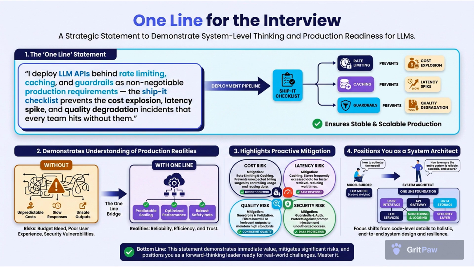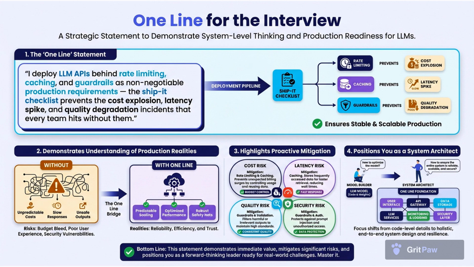When you're in a technical interview, especially for a role involving AI or machine learning engineering, you need a concise, impactful statement that demonstrates your grasp of production realities. Here's your one-liner, which encapsulates the essence of this module. I deploy LLM APIs behind rate limiting, caching, and guardrails as non-negotiable production requirements. The Ship It checklist prevents the cost explosion, latency spike, and quality degradation incidents that every team hits without them.